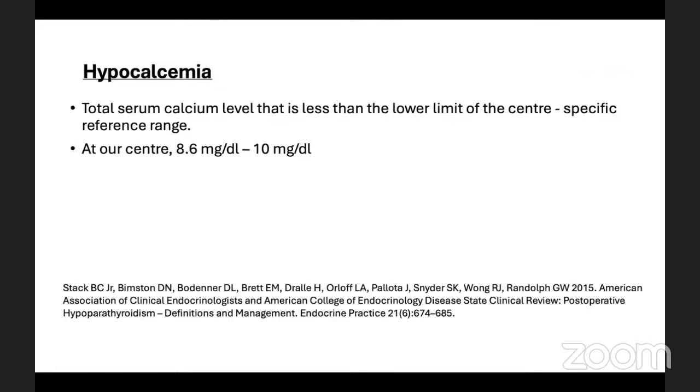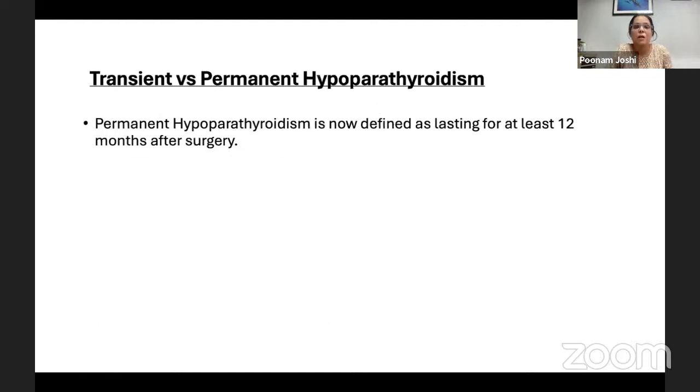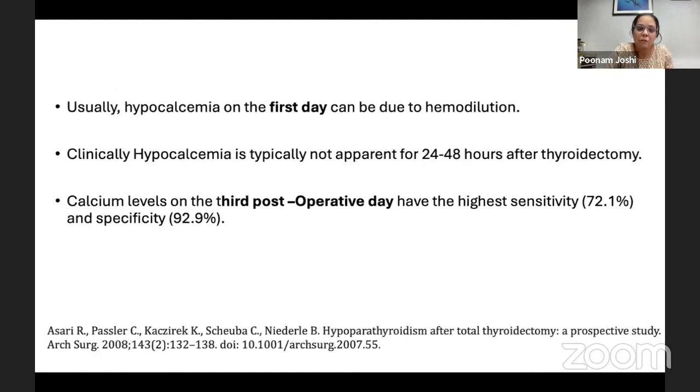So coming to the definition, whenever we are talking about hypoparathyroidism, hypoparathyroidism and hypocalcemia go hand in hand. Hypocalcemia means the total serum calcium level is usually less than normal. Again, it depends upon the center. At our center, our range is between 8.6 to 10. Below the normal range, it is usually considered as hypocalcemia. I think we have discussed that.